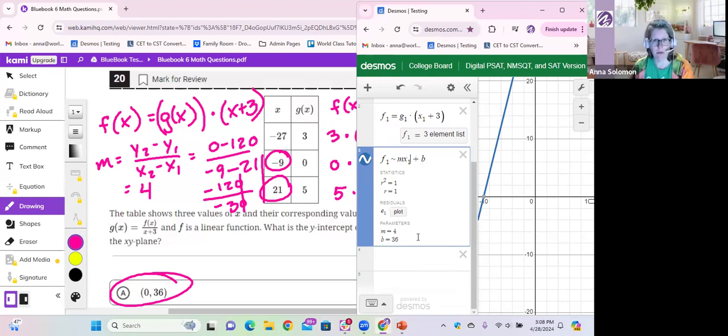Now, was that easier than doing it by hand? Clearly not. Not yet anyway, because I am not as comfortable on Desmos as I am doing it by hand, but it is still an extremely useful tool. All right, moving right along.